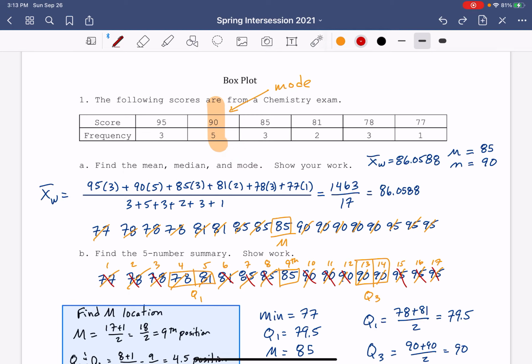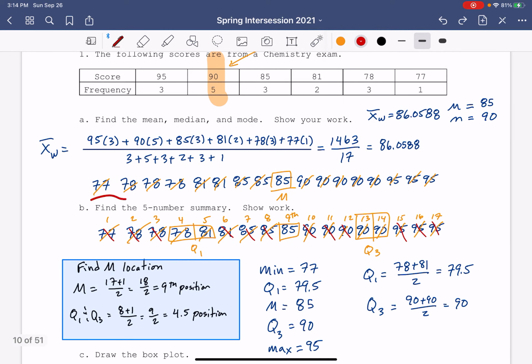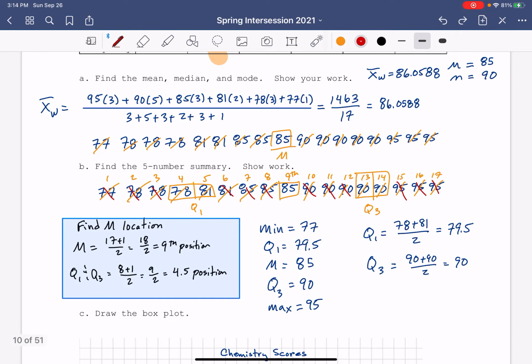Because we want to know that 5 is representing what? 90. Five people had a score of 90. All right. What else? It says find the 5-number summary, show your work. So we already know what the mode is. And in this case, I did it a little bit differently from that of the video for those who are finding the position. It's right here. You can look at that. But some of us don't. So we're going to do it the other way.